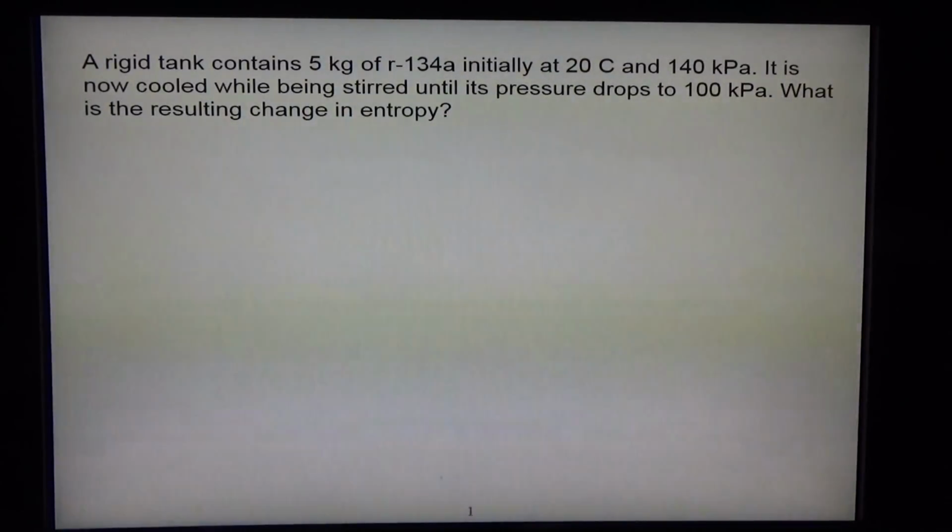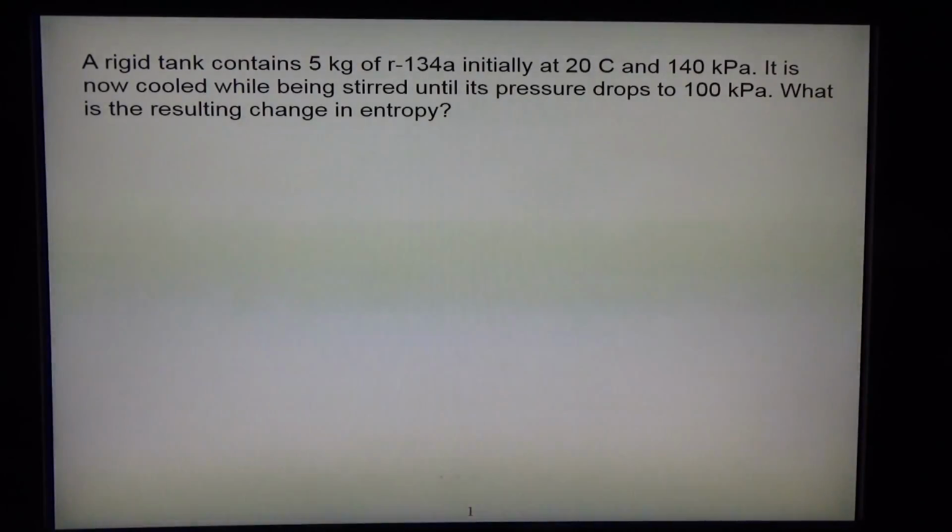With this next example, we're looking at how to calculate entropy change for a phase change substance such as water or one of the refrigerants. I'll start off by reading the problem statement. A rigid tank contains 5 kilograms of refrigerant 134A, initially at 20 degrees Celsius and 140 kilopascal. It is now cooled while being stirred until its pressure drops to 100 kilopascal. We want to know what is the resulting change in entropy.